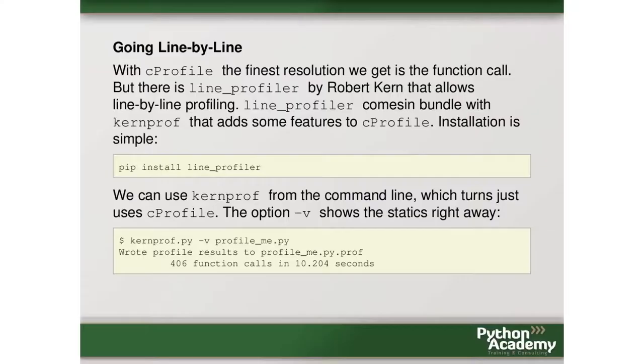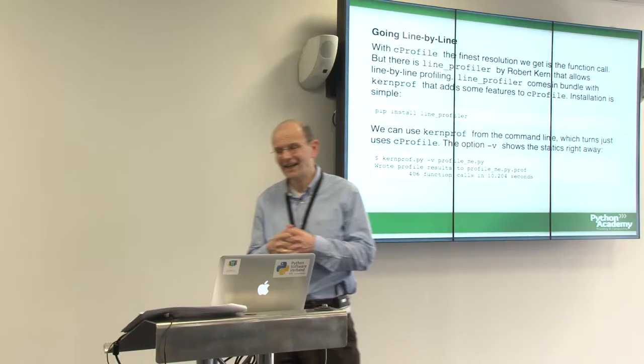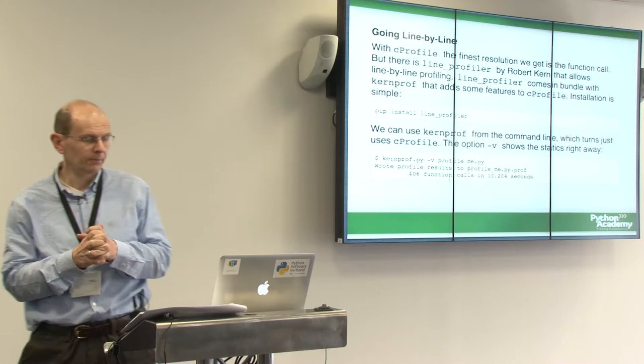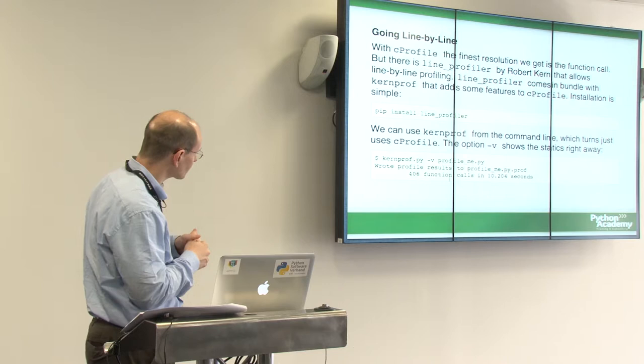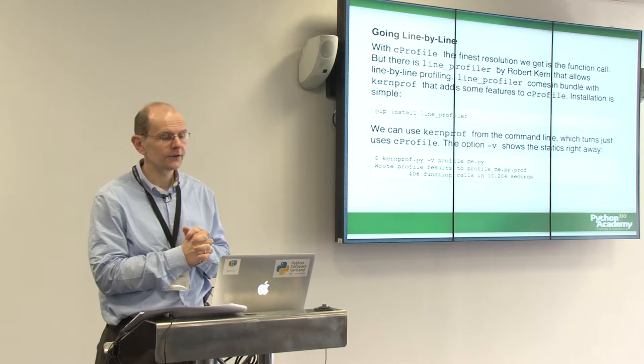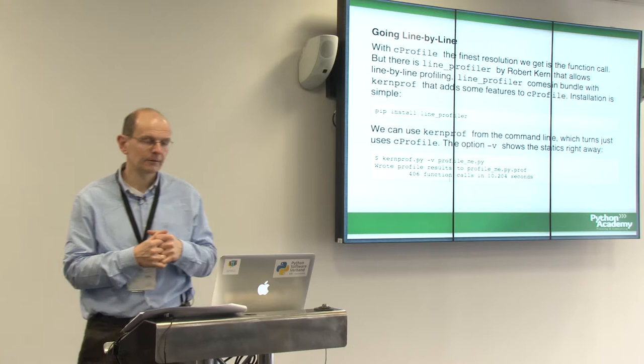Okay, cProfile works only for full functions. So the smallest unit you can have is a function, so you cannot look inside the function, but there's a helper here, and this helper is line profiler. If you use line profiler, then you can profile things, and you get an output like this. You have to install line profiler, which is written in Python. And this gives you a nice line-by-line breakdown of your call.